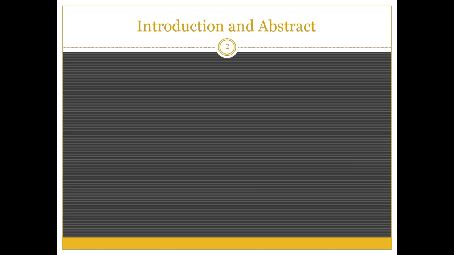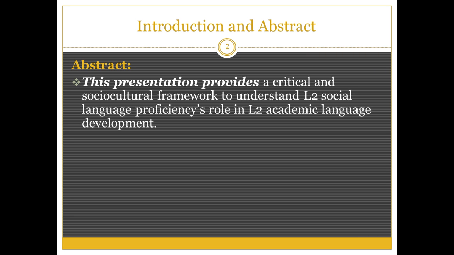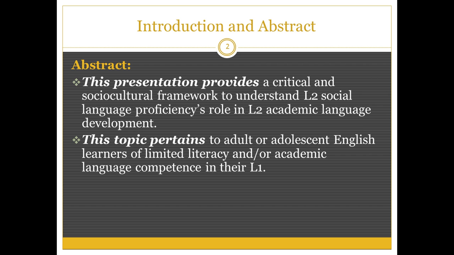Before we get started, I'd like to give you my introduction and abstract, so you can know what this presentation provides. You will learn about a critical and sociocultural framework for understanding how social language developments in an L2 can influence academic language developments in an L2. This topic is related to adult or adolescent English learners, specifically those who have limited L1 literacy or low academic competence in their L1.